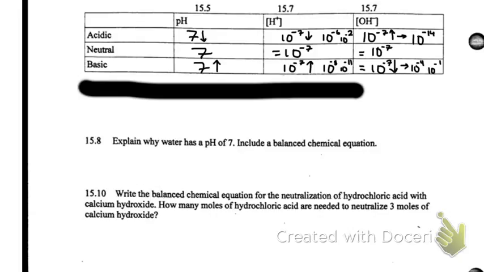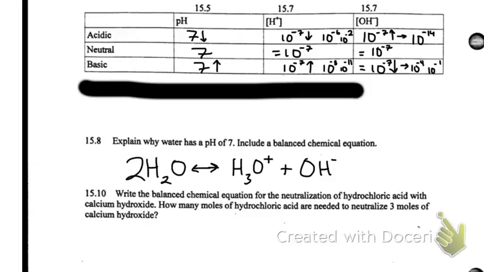Explain why water has a pH of 7. Include a balanced chemical equation. Well, the balanced chemical equation we'll use is the auto-ionization of water. Remember that water will spontaneously split up and form H3O+ and OH-. You need 2 water molecules to do that.